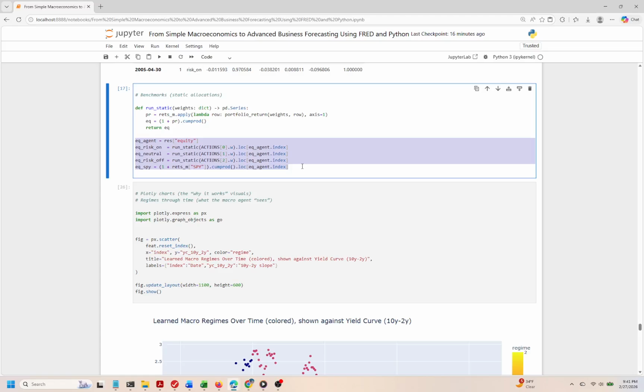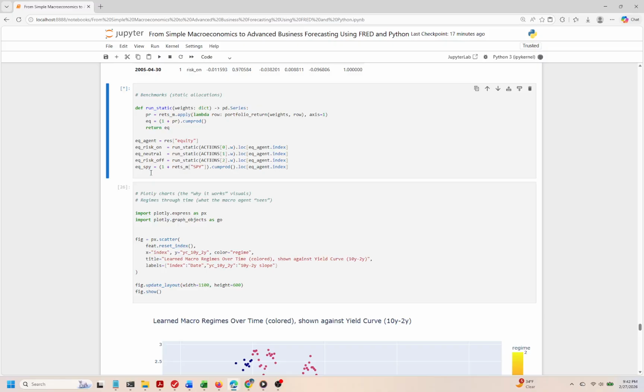Next, we see how the function is utilized by invoking it with different sets of weights defined in actions. Each invocation produces a series of cumulative returns that correspond to specific market conditions: EQ risk on, EQ neutral, and EQ risk off. These represent different strategic positions based on market sentiment. We also calculate the cumulative returns for the SPY, which serves as a benchmark for comparison against our portfolio strategies.